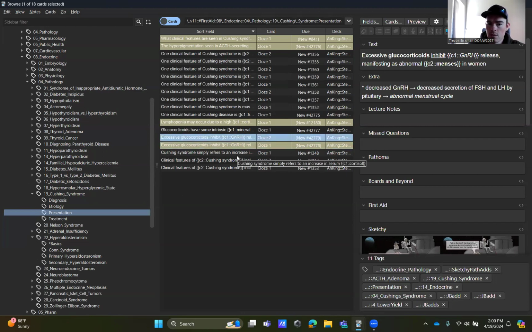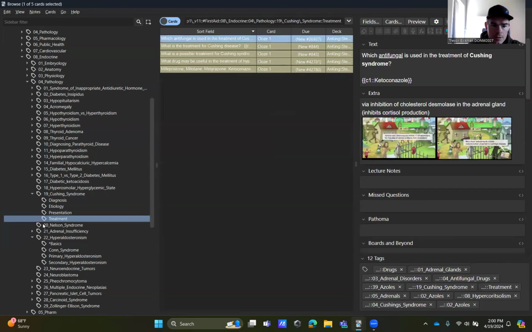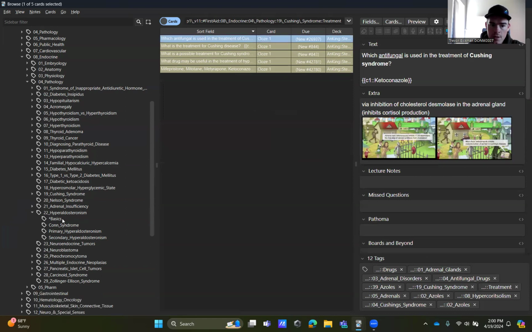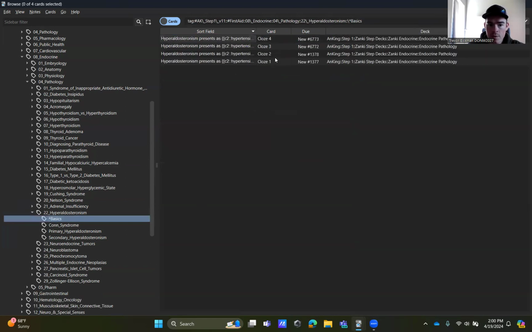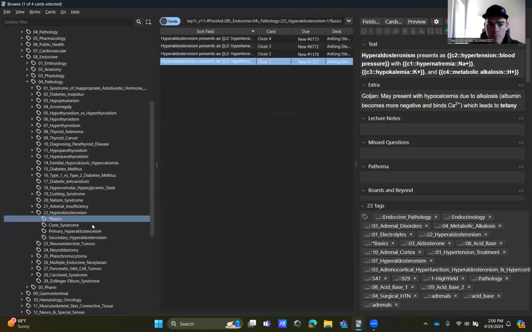I think we just needed to know general effects versus inhibiting GnRH. But if this one would be helpful, I might activate it. We'll see later. But then not in treatment. And then that is it for Cushing's. And then in hyperaldosteronism, we're just going to be in basics. You want to grab those 4 there.